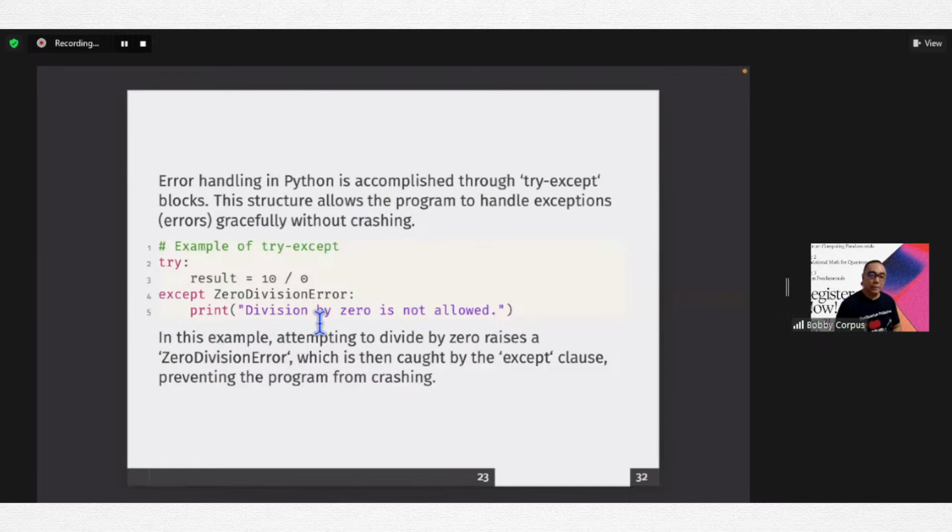And also, it has error handling facilities. If in your program you foresee that there's a failure, so you have a failure mode analysis and you see there's a possibility of failure here, you do a try-except so that your program will not automatically exit, and is able to handle the problem gracefully. So, try except.